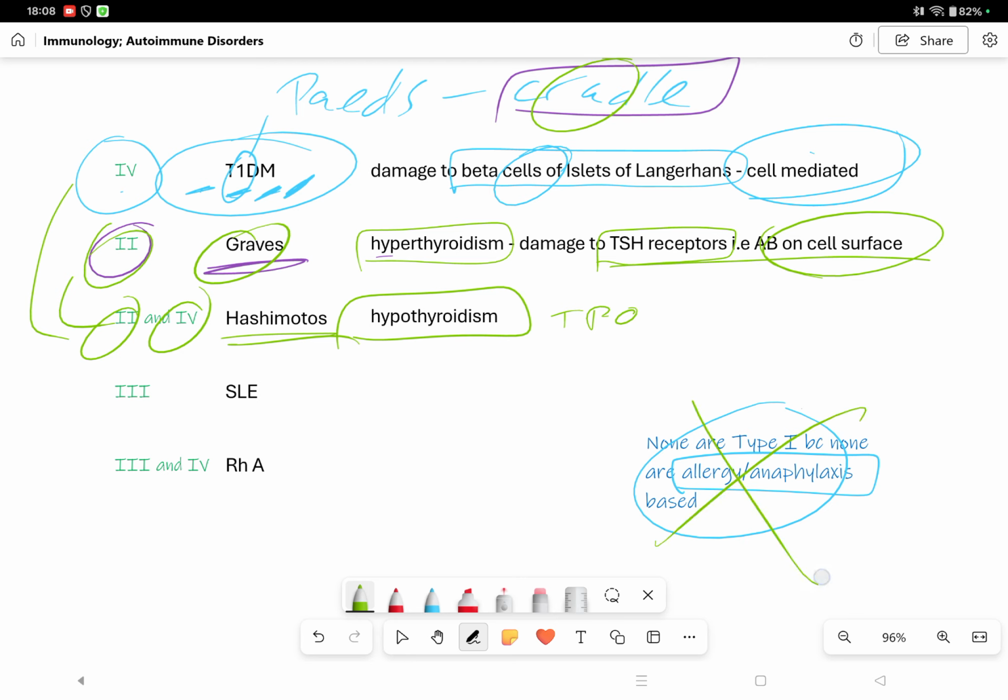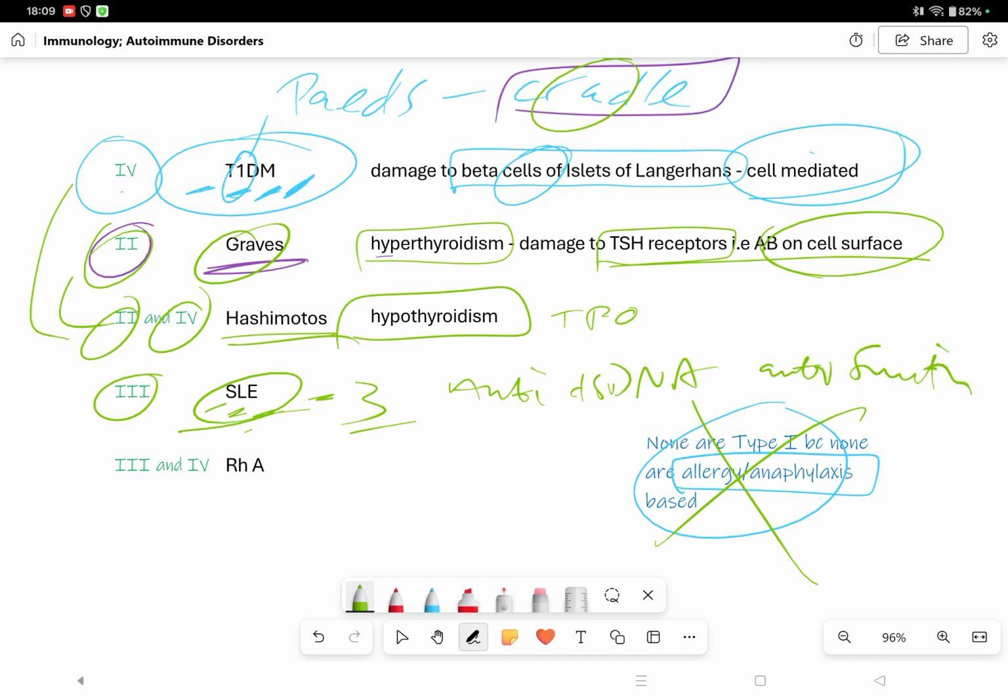Now, we've done 2 and 4. We said 1 is out anyway because that's never going to be involved. So what's left? Well, 3 is left. We can't leave 3 on its own. And we've got SLE, 3. Okay, SLE 3, 3 letters, 3 E 3, SLE. And what's important with SLE is your anti-dsDNA and anti-Smith. Okay, these antibodies are specific to SLE. Now, there are others, anti-Ro, anti-La, but they are non-specific. Anti-dsDNA and anti-Smith are SLE 3.